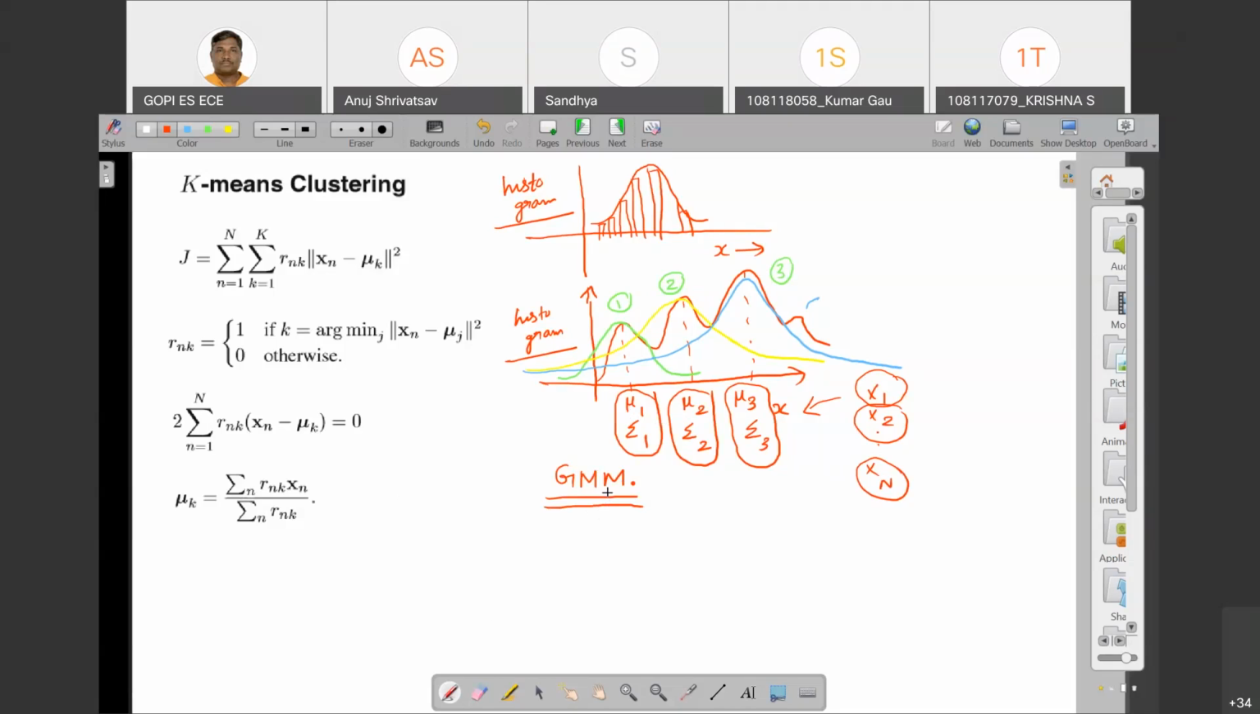To do that, we need to initialize. Even in HMM, I said that we need to initialize the values mu1 sigma 1, mu2 sigma 2, and so on. First of all, we would like to know what the mean vector and covariance matrix should be initialized to. We do this using an unsupervised algorithm called k-means clustering.